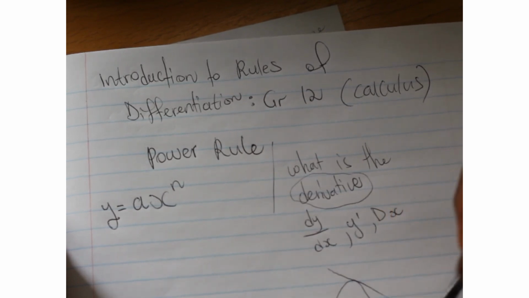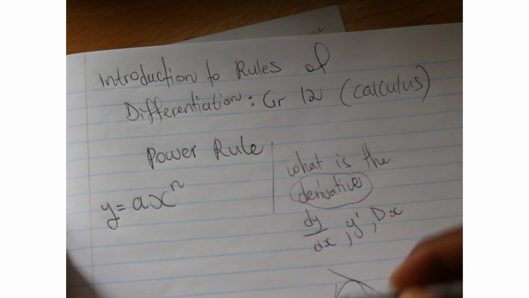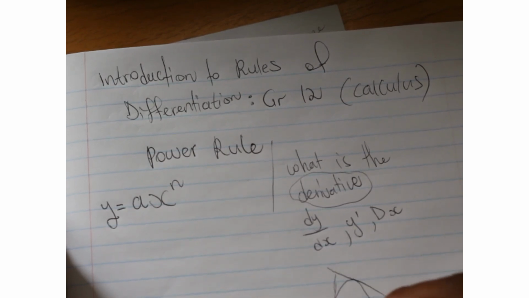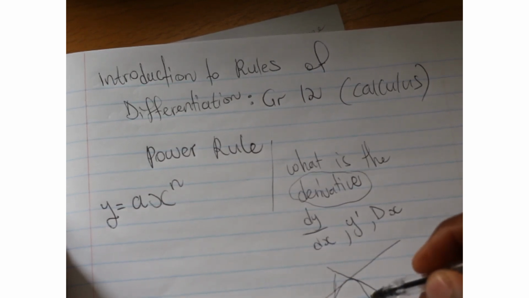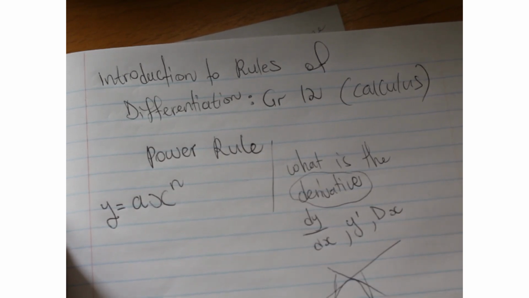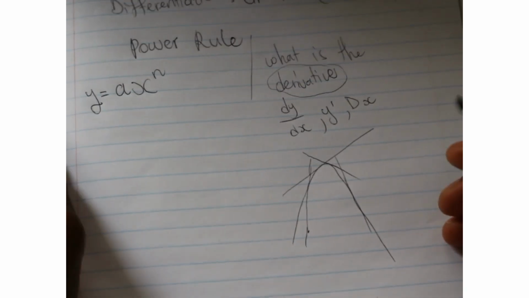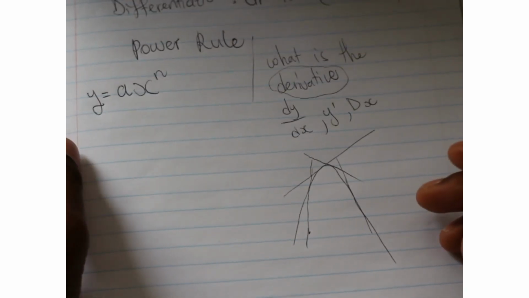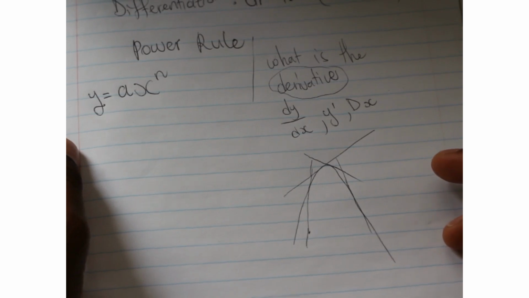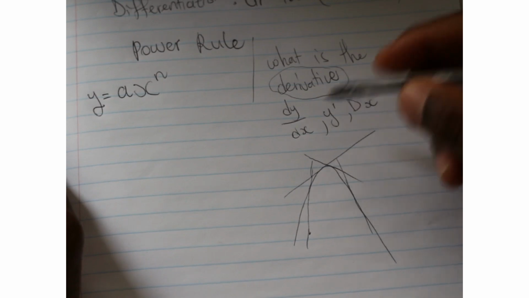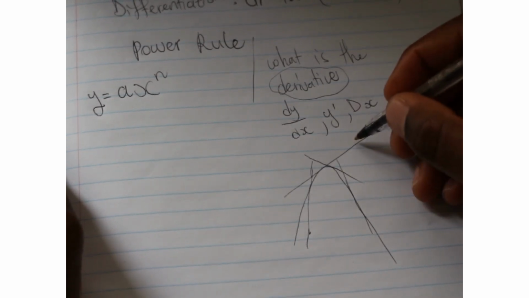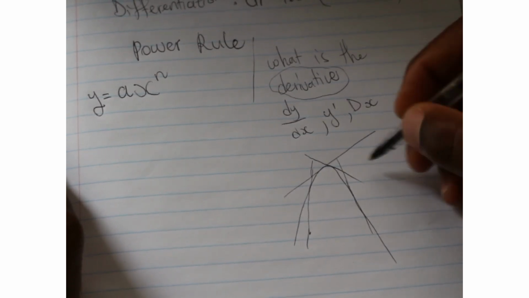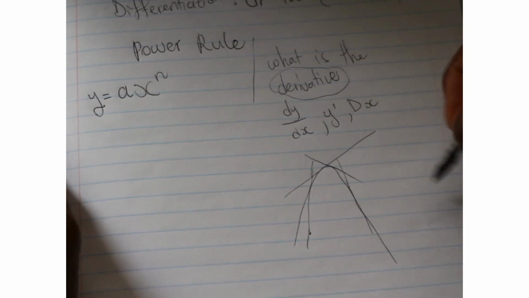A quick example is when you've got a parabola like this, and then you've got some tangents for the parabola. Obviously, tangents are just lines that touch the graph once. Now these tangents have got gradients. I want you to pay attention very carefully right now. These tangents have got gradients, and the gradient of the tangent is what we call the derivative.